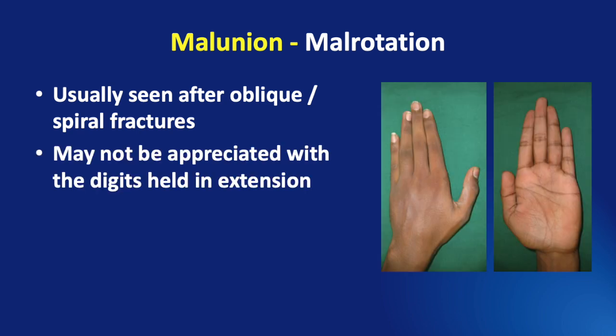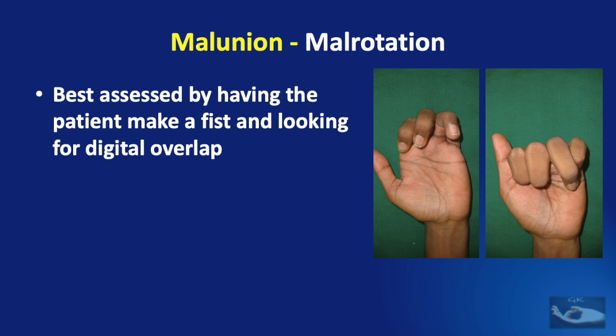It may not be appreciated with the digits held in extension as seen in this case, but it is best assessed by having the patient make a fist and looking for digital overlap, as we can see here where the ring finger overlaps the little finger.